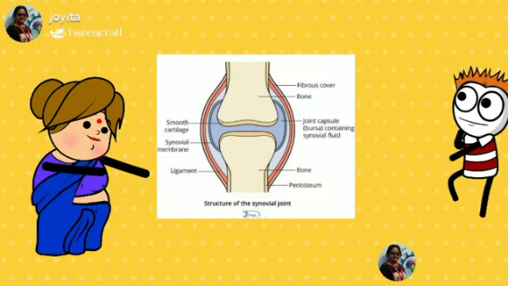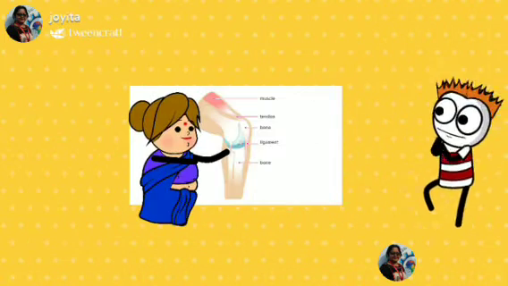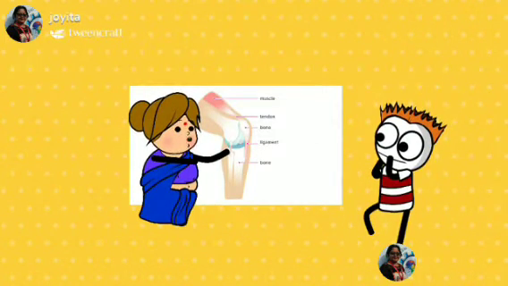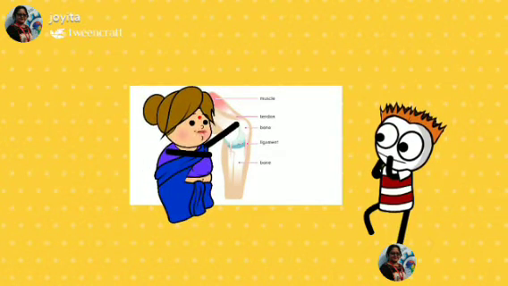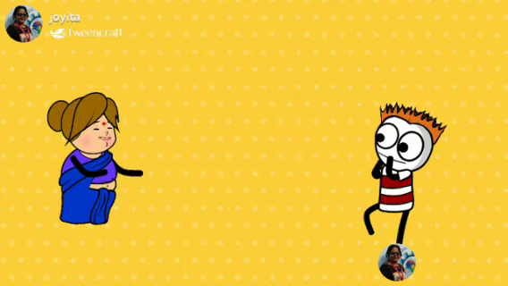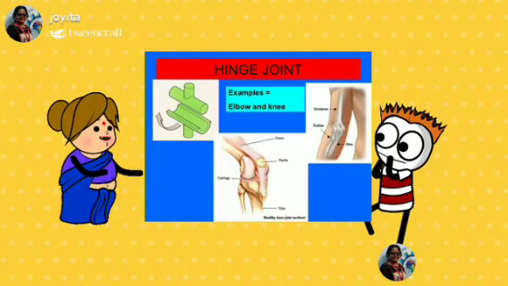Then we have the ligament. Ligament is a fibrous tissue that connects a bone to a bone. See, here is the ligament which connects the bone to another bone. And here is the tendon that connects bone to the muscles. So we have ligaments that connect bone to bone, tendons that connect bone to muscle, and cartilage which acts as a lubricant between the two bones, right? Yes, very good.